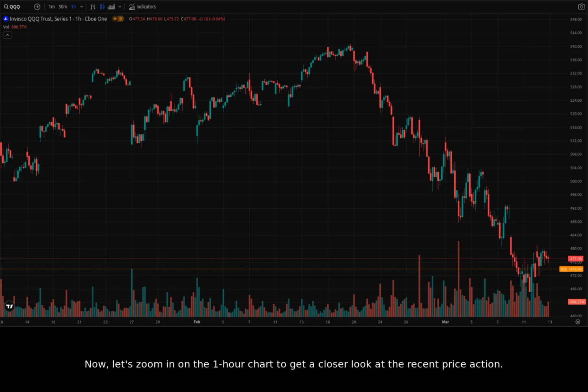Now, let's zoom in on the one-hour chart to get a closer look at the recent price action. Here on the one-hour chart, it's clear we're dealing with a choppy market. There seems to be resistance around 480, but it has been tested several times. Looking closer, we'll examine this area in the 15-minute chart.